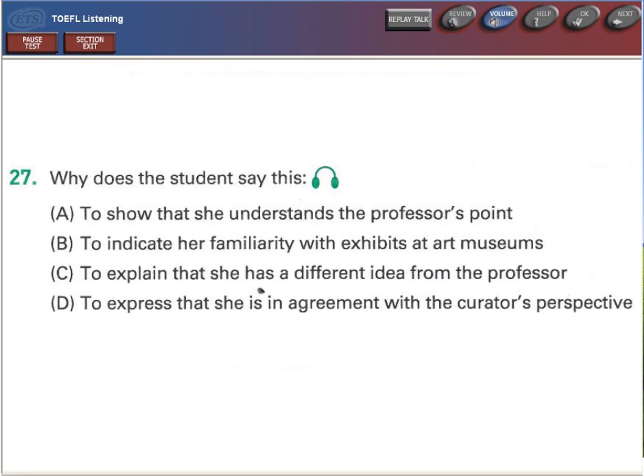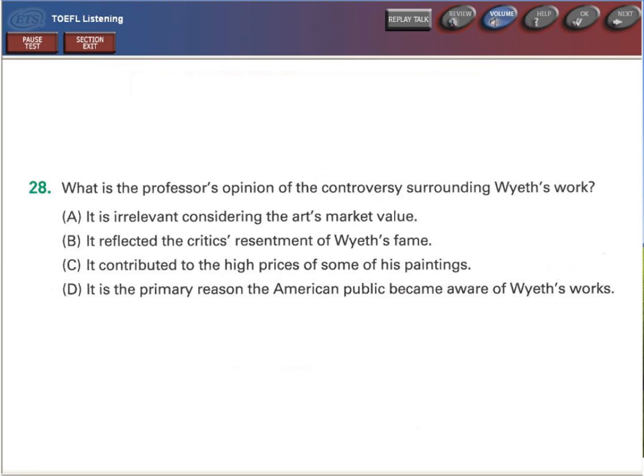27. Why does the student say this? Wow, that curator must have felt silly in hindsight. 28. What is the professor's opinion of the controversy surrounding Wyeth's work?